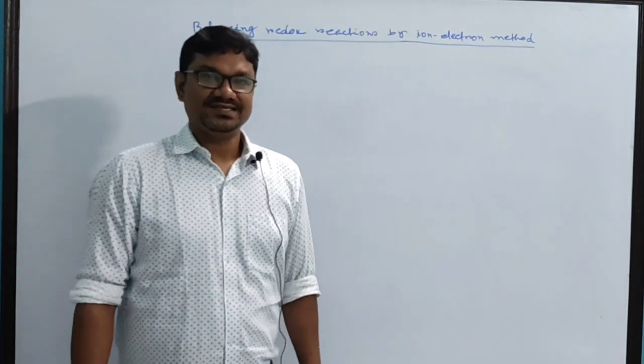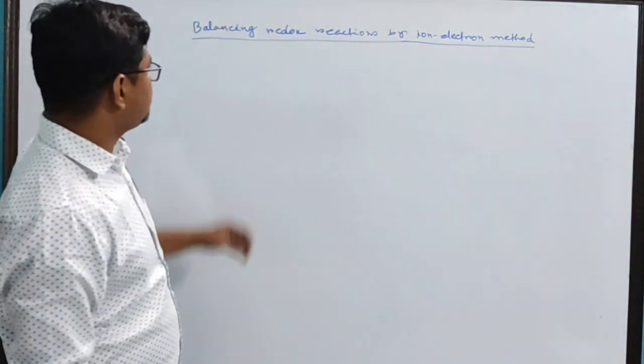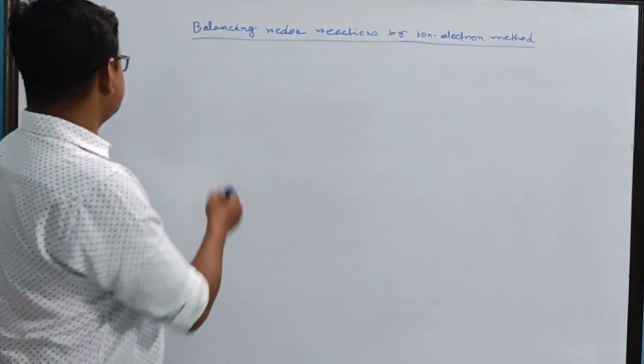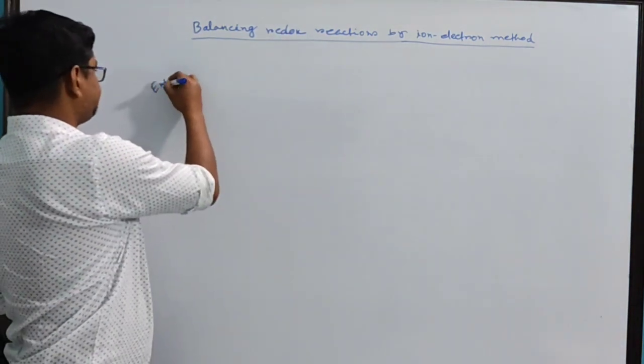Hello everyone, this is my fifth video in this topic, that is balancing redox reactions by ion-electron method. So let's see what is example number 5.